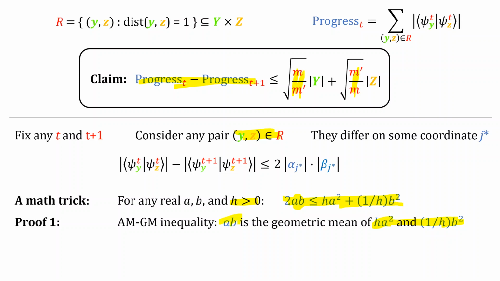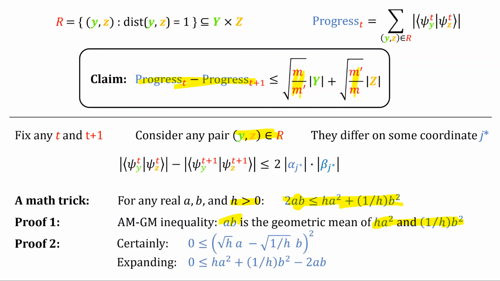So that's one proof. If you don't know the AM-GM inequality, here's another proof. Just magically decide to write down this quantity, the square of this real number, root H A minus 1 over root H B. That's the square of a real number, so it's non-negative. And now if we just expand it out, FOIL it out, we get HA squared plus 1 over HB squared minus, and now you get 2 times the product of these 2 quantities. The root H's cancel and you get minus 2AB. And this inequality can be rearranged to get this inequality.